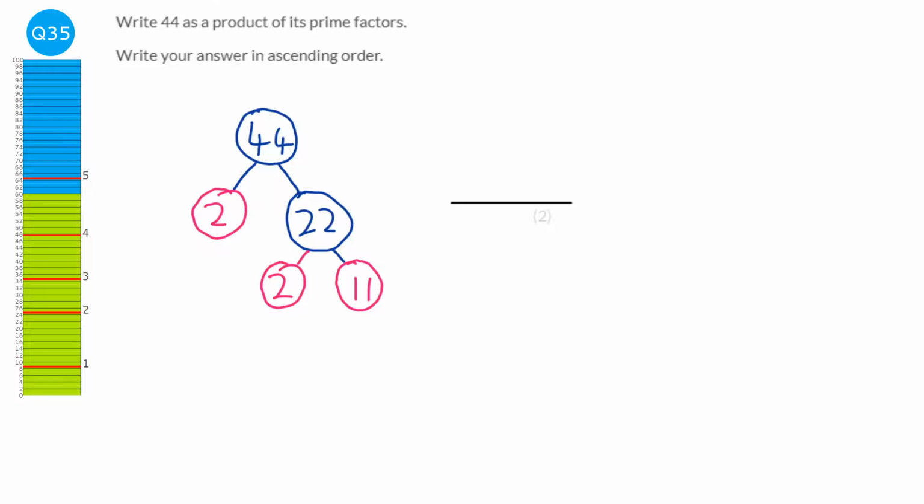Now, notice it says product of prime factors. So the prime factors are 2, 2 and 11, but the word product means times. So it's 2 times 2 times 11. Notice they're in ascending order, so it's 2 times 2 times 11. Now, if we were asked to do it in index form, we would write it as 2 squared times 11.